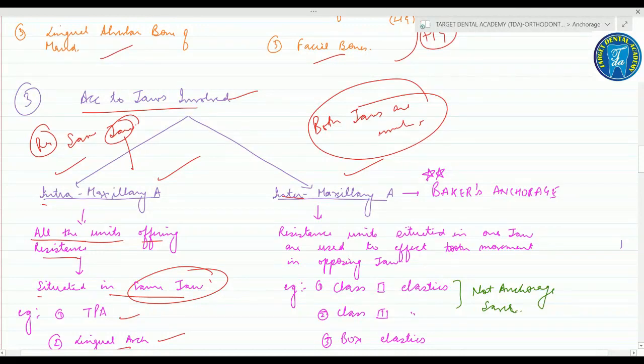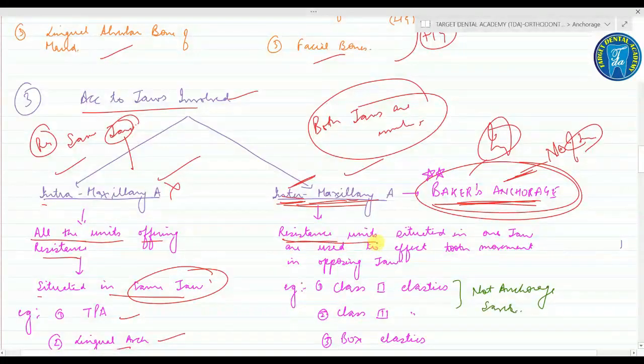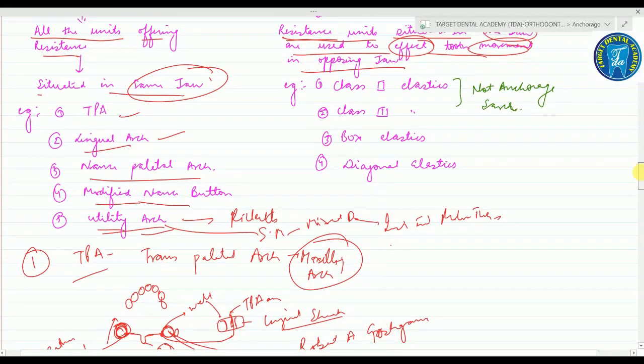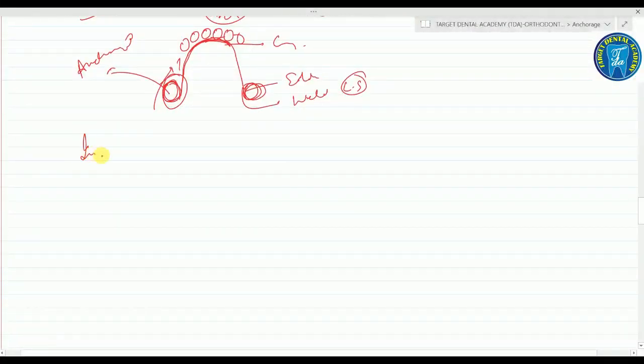Now next is the intermaxillary anchorage, a commonly asked MCQ: Baker's anchorage. Please note it down, not the intra, the intermaxillary anchorage is also called Baker's anchorage. In this, the resistance units are situated in one jaw, and these are used to affect the tooth movement in the opposing jaw. I'm writing here about the intermaxillary or Baker's anchorage. First are the class 2 elastics.